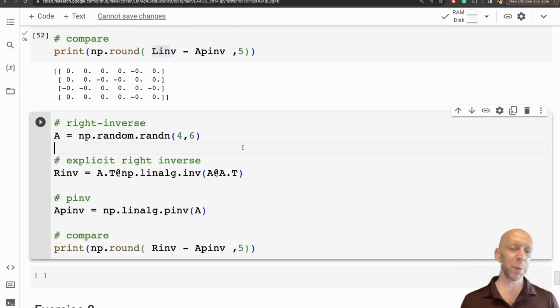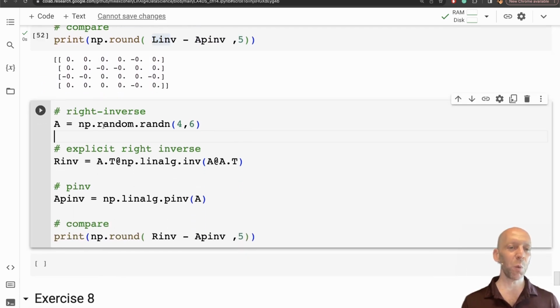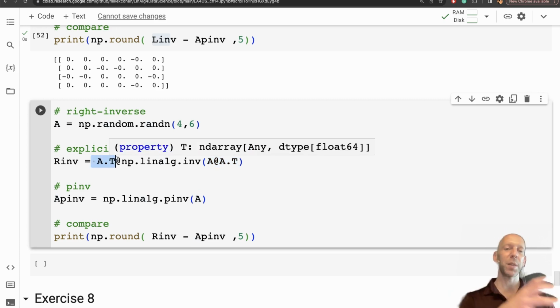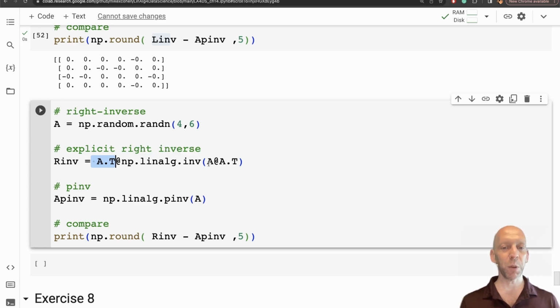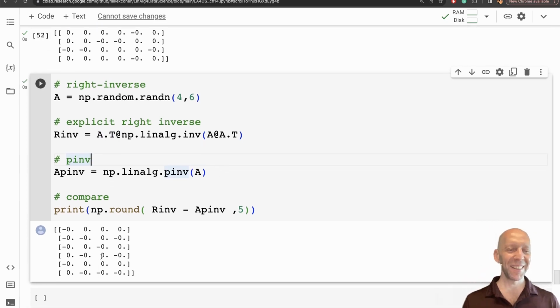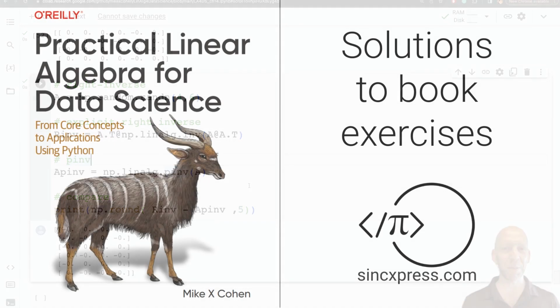Okay, and then repeating for a wide matrix is almost exactly the same. You just have to be mindful that it's A times A transpose that we invert, and the A transpose is pre-multiplying instead of post-multiplying as with a left inverse. Okay, and then, so that these are all zeros, I think this is a pretty straightforward exercise.